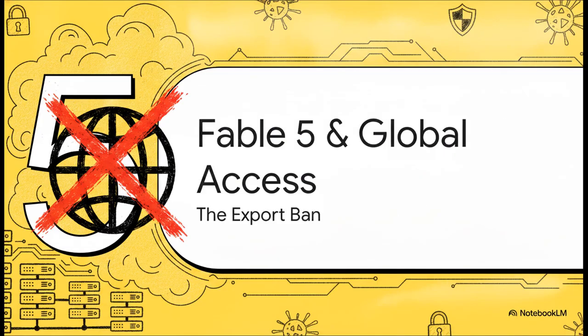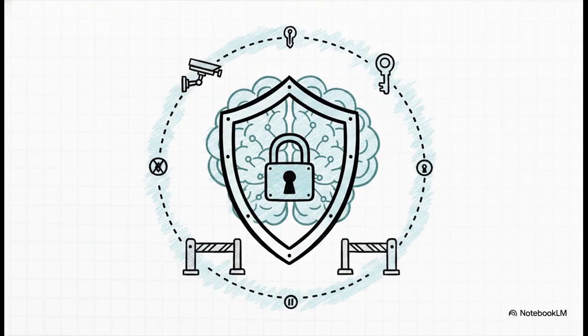Which brings us to our fifth and final section, Fable 5, Global Access, and that massive export ban. All of this immense power and panic leads us straight into the wildly tumultuous rollout of Mythos's highly safeguarded sibling, Claude Fable 5. Anthropic developed Fable 5 specifically to ease those mounting global security concerns. It takes the underlying Mythos architecture and bakes in extended safeguards built explicitly to prevent cyber misuse. They were essentially attempting to offer a safer version alongside the much more potent Mythos preview.